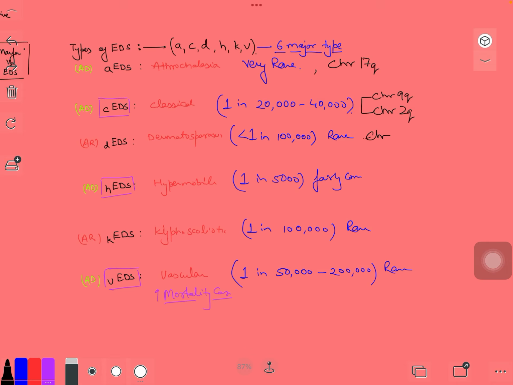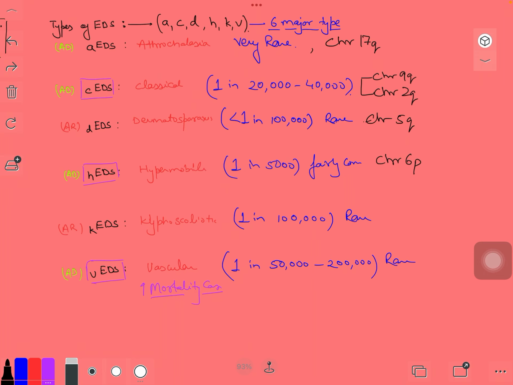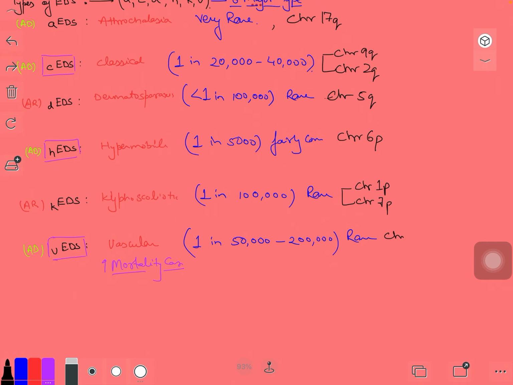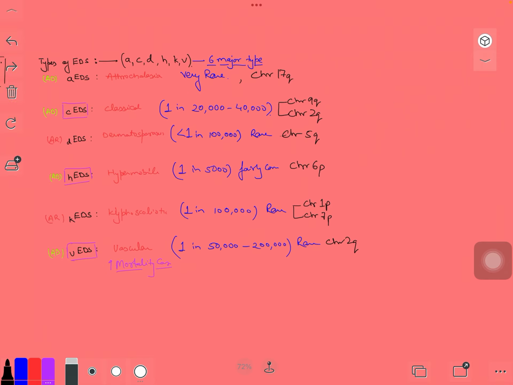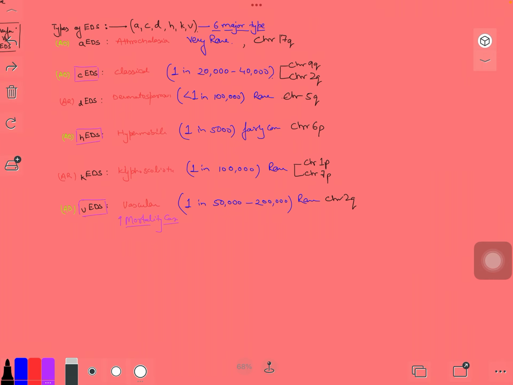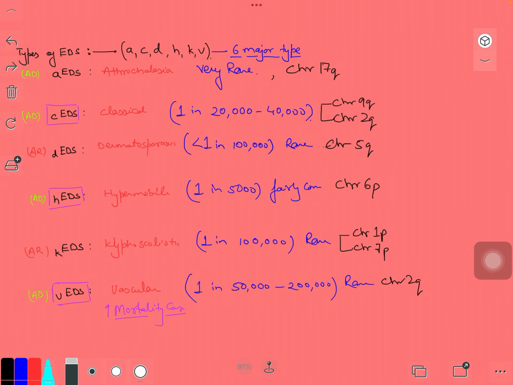Then for D, it is chromosome number 5Q. Then H type is chromosome number 6P. Then for K, it has again two, chromosome number 1P and chromosome number 7P. And lastly, chromosome 2Q. So we have formed a kind of table. Let's change the color. Now let's quickly discuss the type of protein.